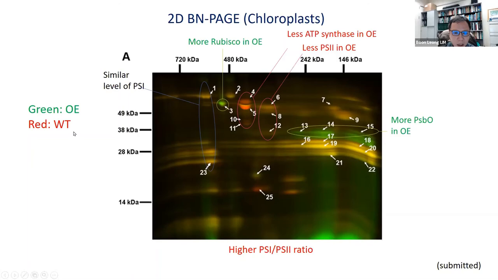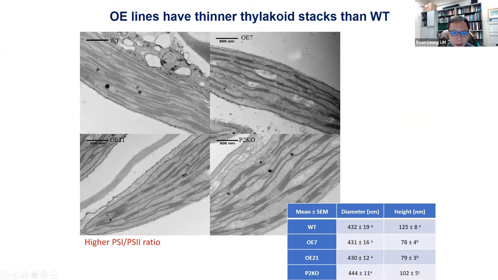We can see that the thylakoid stacks of the two fast-growing lines, compared to the wild type and the knockout line, have similar diameter, but the two overexpression lines have thinner thylakoid stacks compared to the wild type and the T-DNA line. So this also indicates a higher PS1 to PS2 ratio.